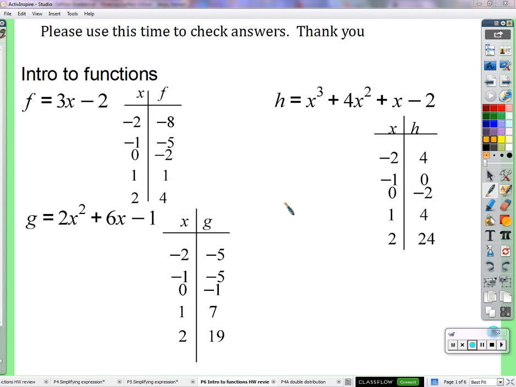Yes. For X and G. For -2, I got -7. Okay, let's take a look here. So I'm plugging in -2 into G, right? Next function we call G. We have 2 times -2 squared plus 6 times -2 minus 1.